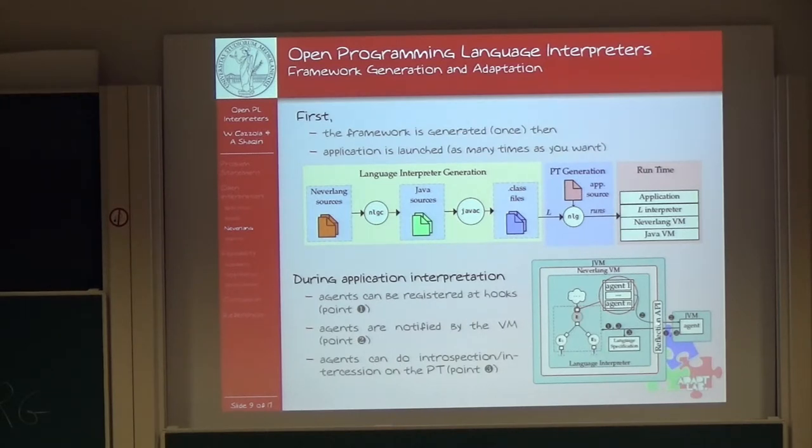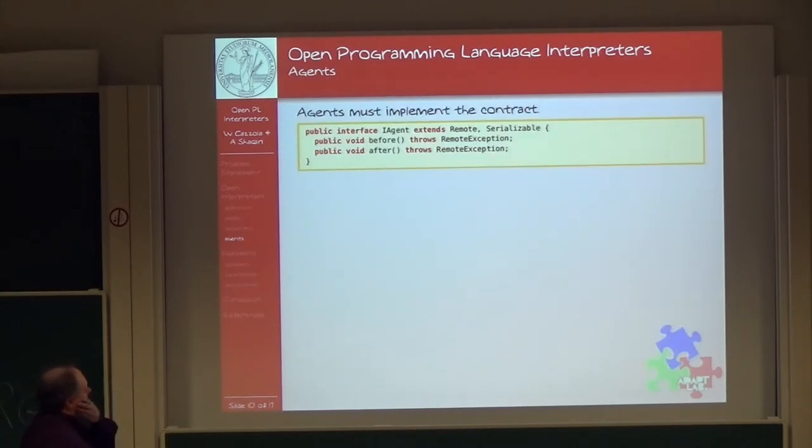We don't need the agent anymore since the agent is working on a single node, but we also have the static version that is changing all the occurrences of this node. Okay, what is an agent? The basic thing is that an agent is a Java program. The important thing is that it's implementing one contract that is specifying what to do at the specific hook, before and after, as we want.